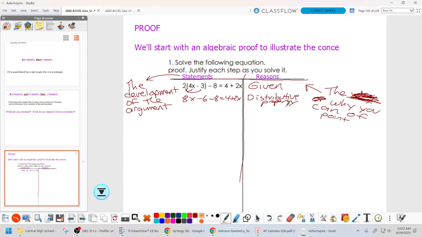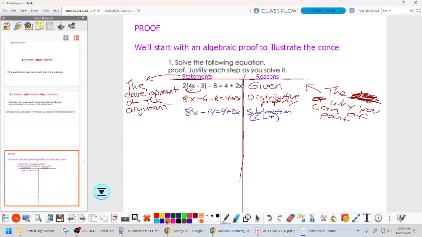Okay, now what would you do? Simplify. What does our next line of our argument say? 8x. Yeah, okay, so 8x minus 14. What allowed us to do that? And sometimes these are a little awkward because it's not like we name a property, but this is just subtraction. Or you could say combine like terms. Combine CLT, combine like terms. Okay, what would you do next?